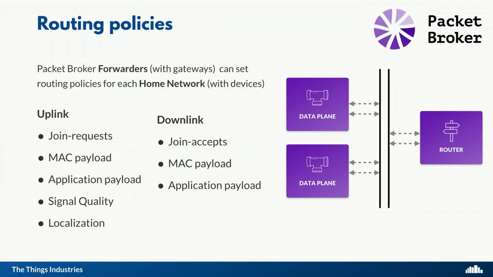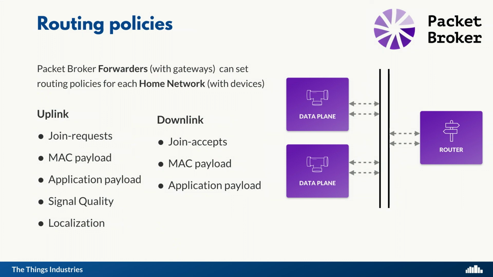Routing policies. This is also unique to Packet Broker. You want to control what home networks can see, because this depends on the arrangement that you have with them. So as a forwarder network, if you own a gateway, you can say per home network what data they may receive. That could be join request, MAC layer payload, application layer payload, signal quality, localization. You can do only MAC payload, for example. You can pick and choose.